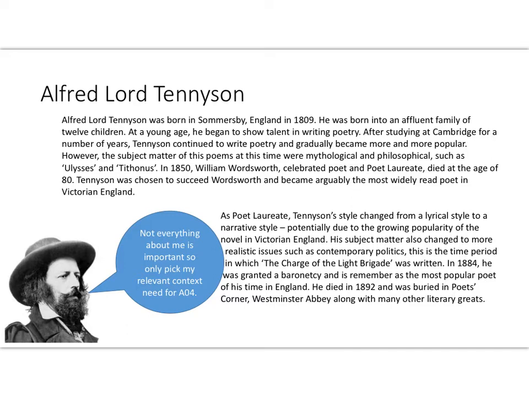And then the last AO is AO4, which relates to this and the work that you've done previously. So AO4 is about context, and that's historical and biographical context. So therefore we need to know a little bit about what was happening in the world of the poem, and also we need to know a little bit about the poet, but only when it's relevant to the question. There's no point you telling the examiner that Alfred Lord Tennyson was born in Somersby, England in 1809 if that doesn't relate in any way to the effects of conflict.